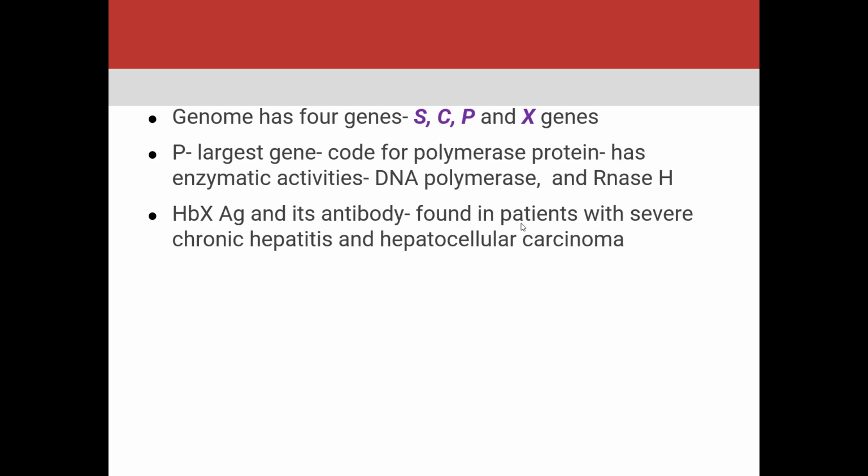Next, HBX antigen and its antibody. This is mainly found in patients who have a severe infection. In case of chronic hepatitis or hepatocellular carcinoma, which means liver cancer, we can see the HBX antigen and its antibody.